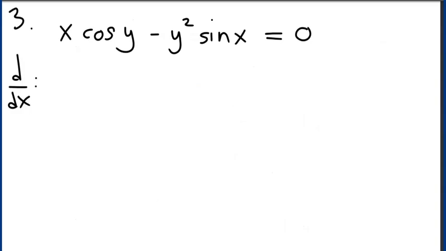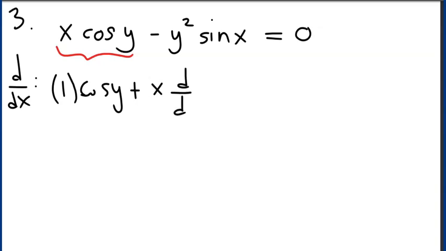Problem 3. Let's apply the product rule to the first term. I differentiate x, I get 1, and then I multiply by cosine y, plus I write x, and then I take the derivative of cosine y, again using the chain rule, dy/dx.